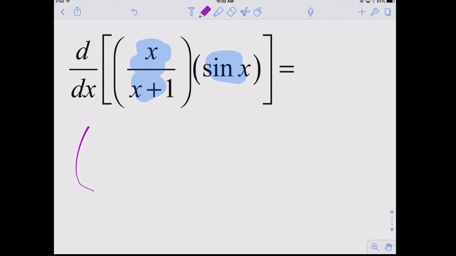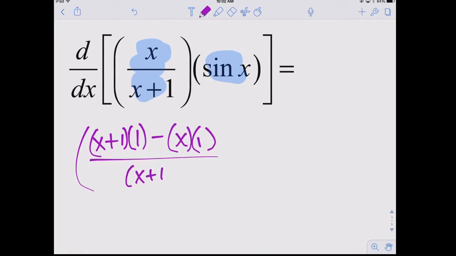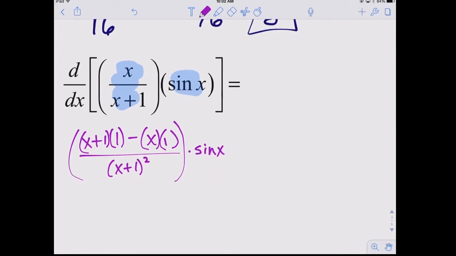So doing the Hody-High rule, we get ho. And what's D-high? 1. So times 1. That's Hody-High. Minus high is x. D-ho is 1. All over ho-ho. So there's the derivative of the first factor times the product rule says just the second one, yes? Plus, now we just write x over x plus 1 times the derivative of sine, which is cosine.